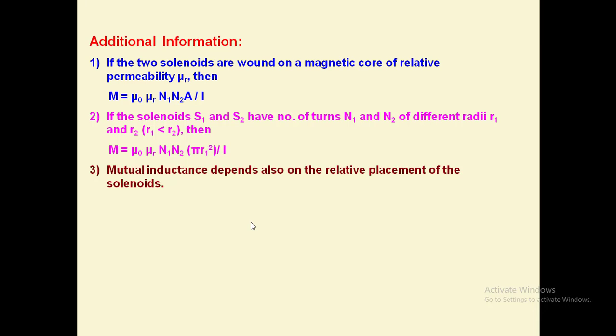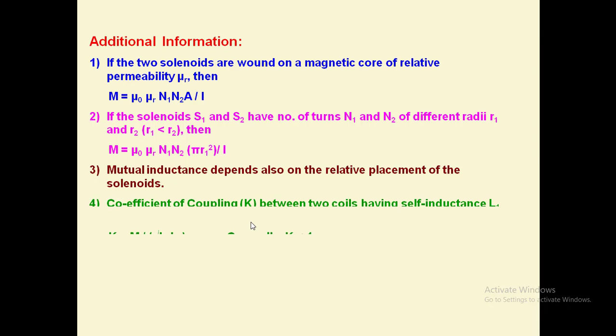Mutual inductance depends also on the relative placement of the solenoids. The coefficient of coupling, which is represented by K, between two coils having self-inductance L1 and L2 and mutual inductance M is given as follows. Now here comes a question.